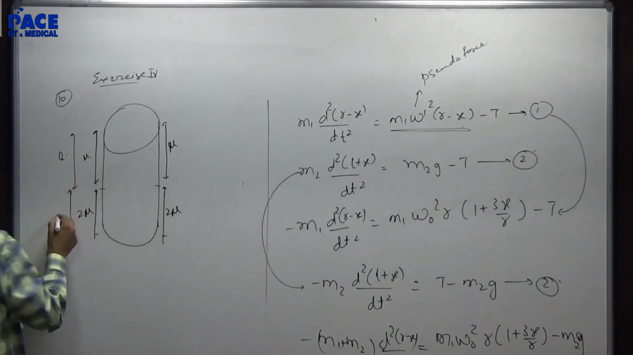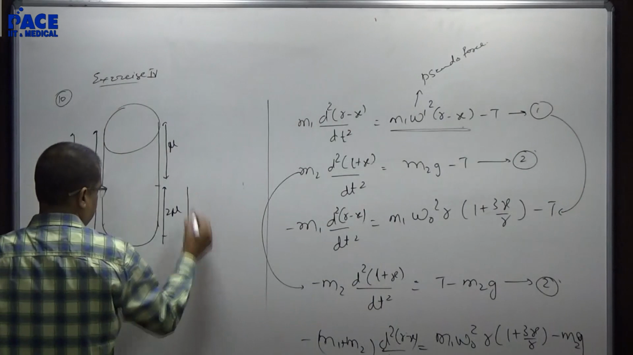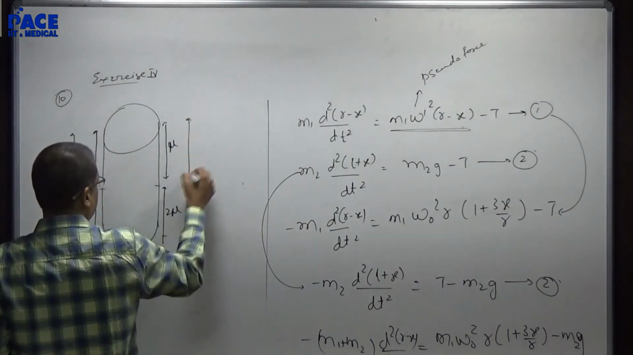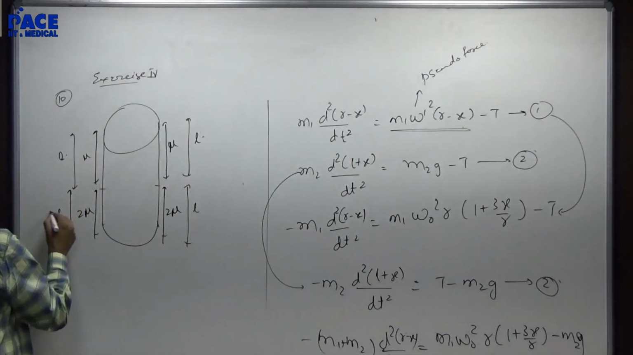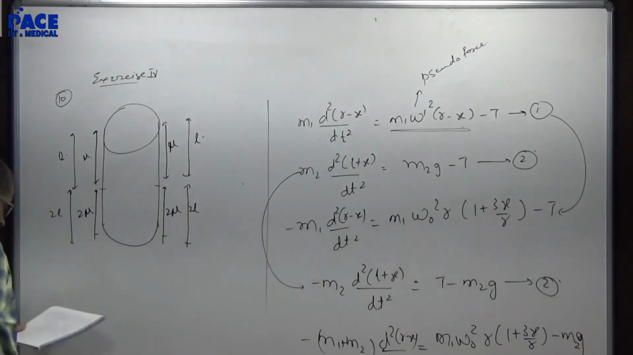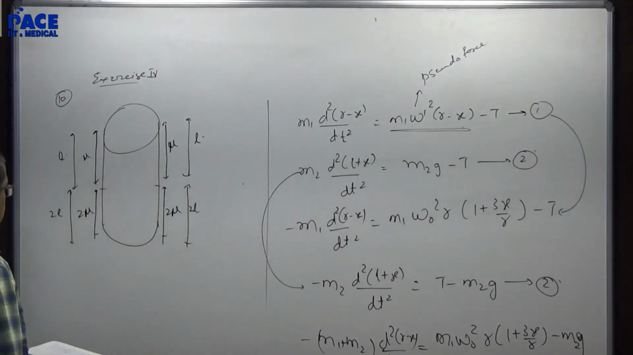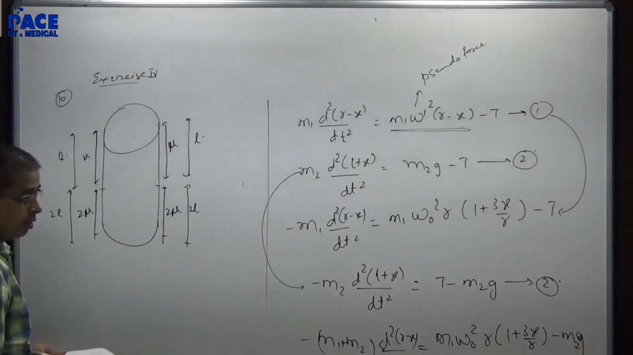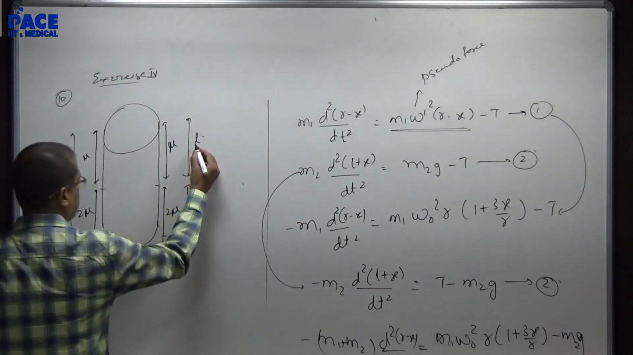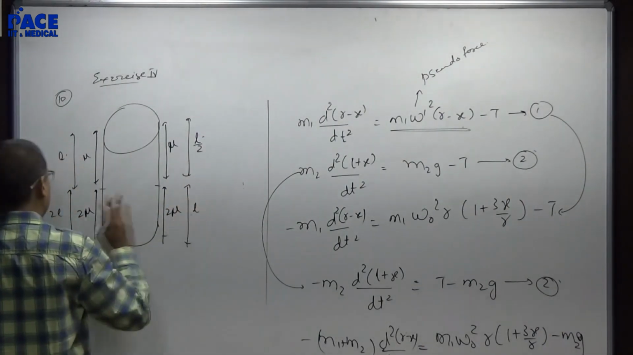This line is given as L, right? No, sir. So one is L and one is 2L. So that will be L by 2 and this one. So the upper part will be L by 2 and the lower part will be L. Yes, sir.